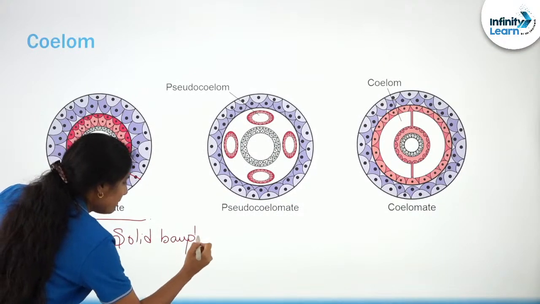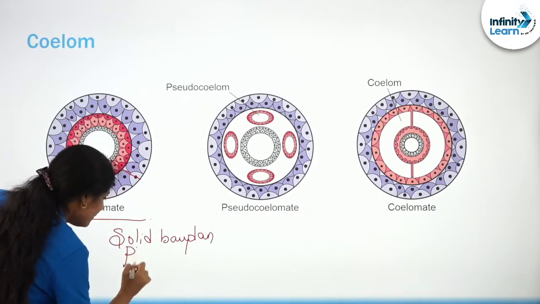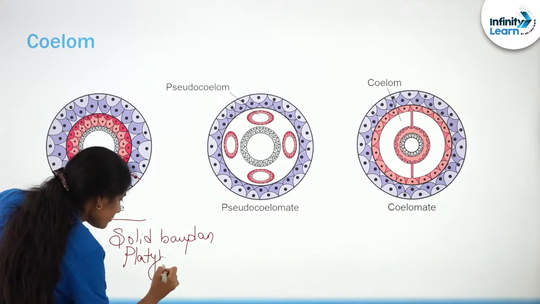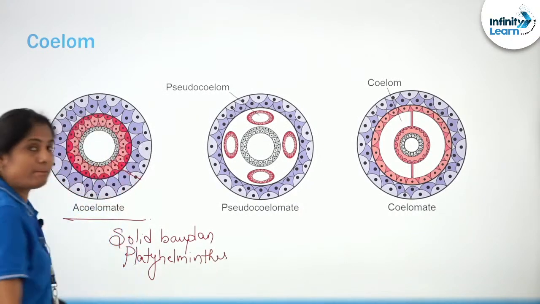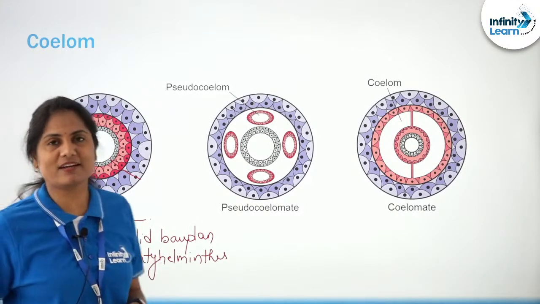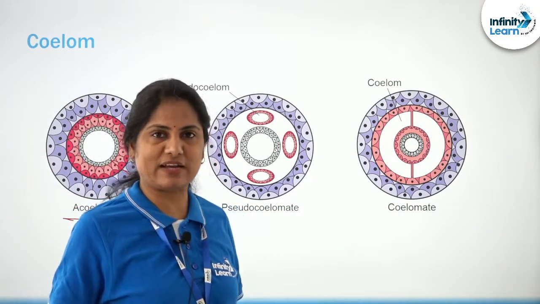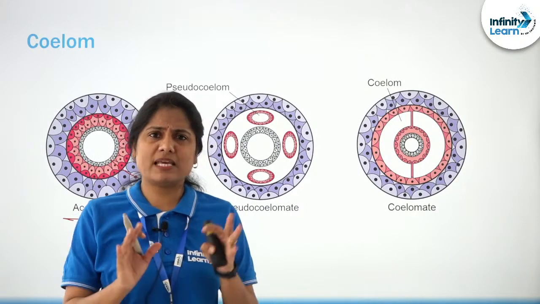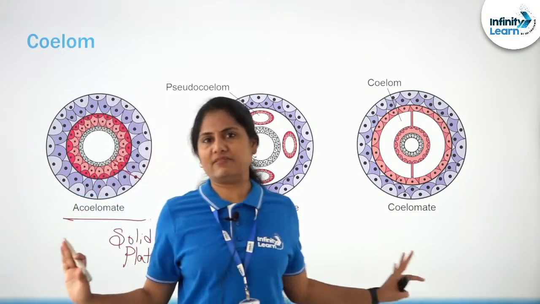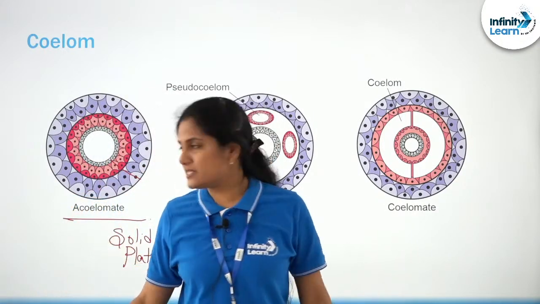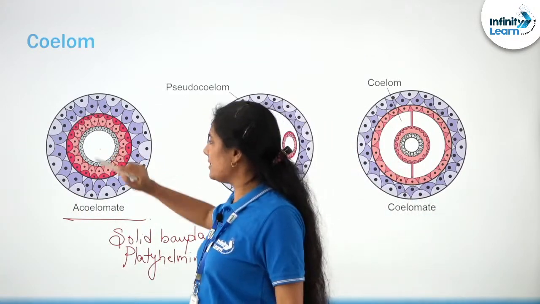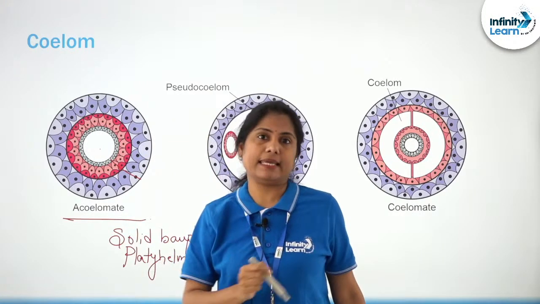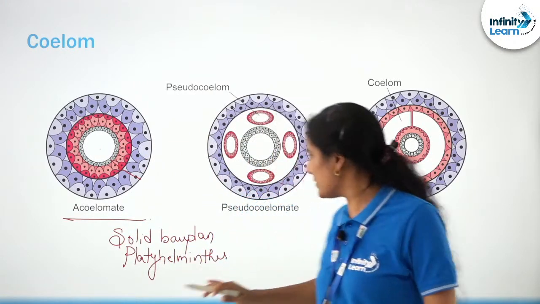If you look at Platyhelminthes, instead of the cavity, they have a tissue called parenchyma. I'm going to explain that when we are doing the phylum Platyhelminthes later, right? So basically understand that there's no cavity in these organisms. That would be an acoelomate. If you're talking about that central one, that's a lumen, that's the alimentary canal, right? That will be the alimentary canal.